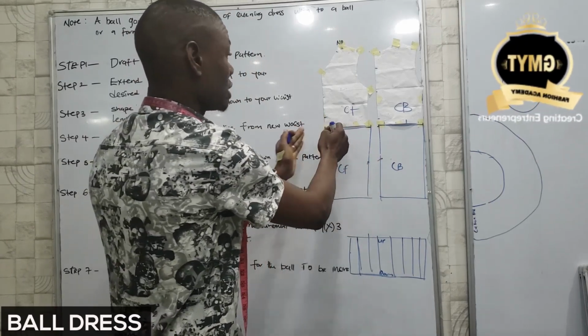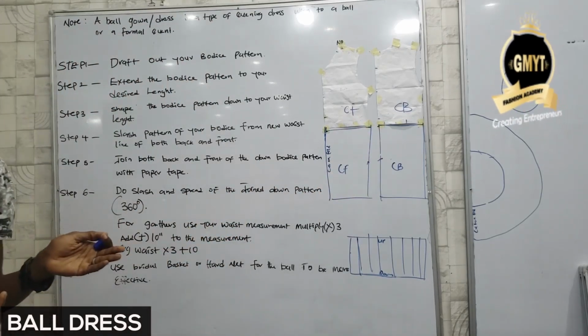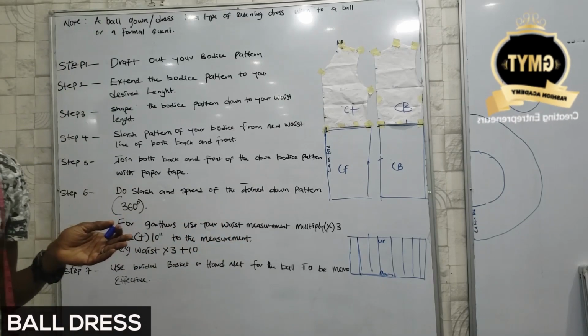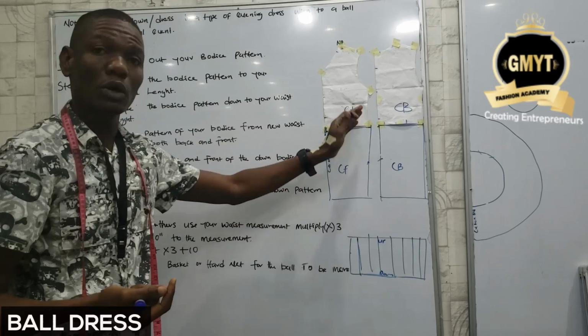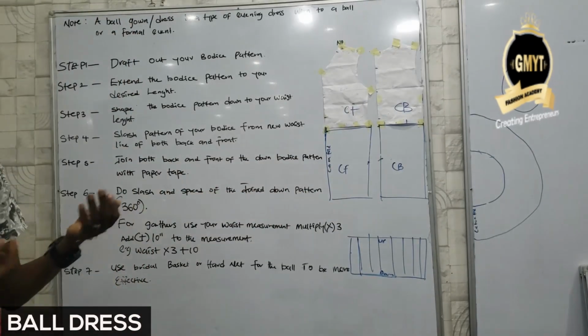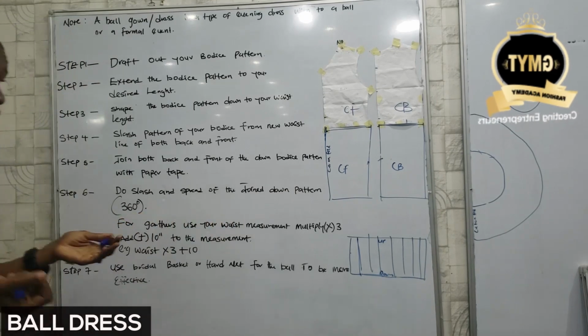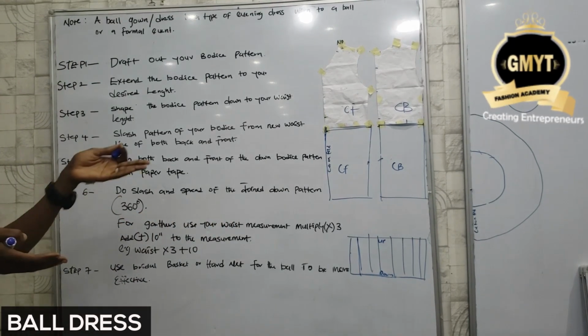What you need to do, you take the waist measurement back and front. Whatever you get, multiply by 3 and add 10 inches to it. Now from that point, you can get your desired length, how long you want it. Then you cut the fabric and do the regular gathers that we used to do. That is for the down part. That's if you don't want to work with the flare.